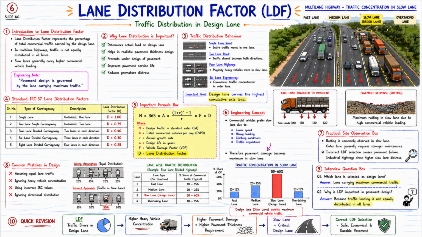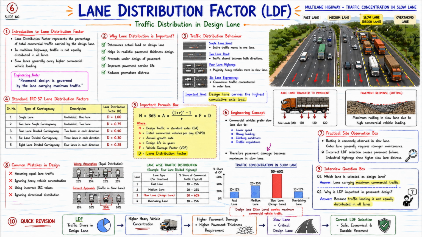Now let us look at the fifth topic of the slide. Important formula box. Now the same IRC SP 37 design traffic formula is shown here, and in it the lane distribution factor plays the most important role. N = 365 × A × ((1 + r)^n − 1) / r × F × D. Now if a wrong D value is selected, the entire pavement thickness design may be wrong.